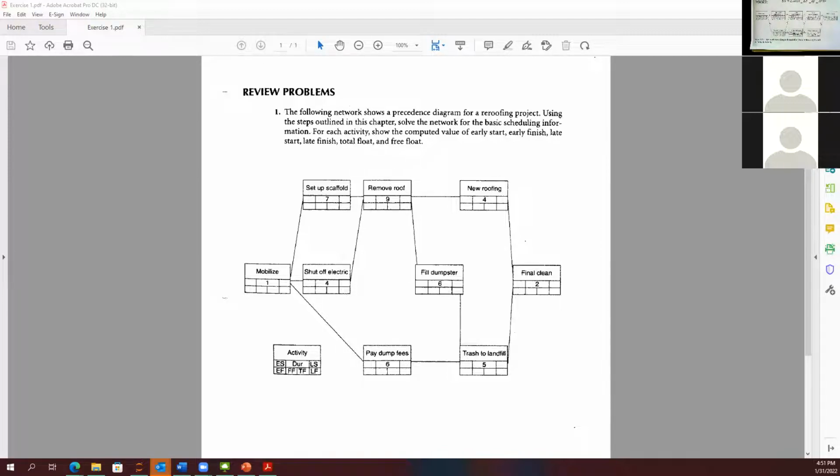So everybody got 31 for the early finish? Yes, sir. Okay, great. And backward path, backward path.